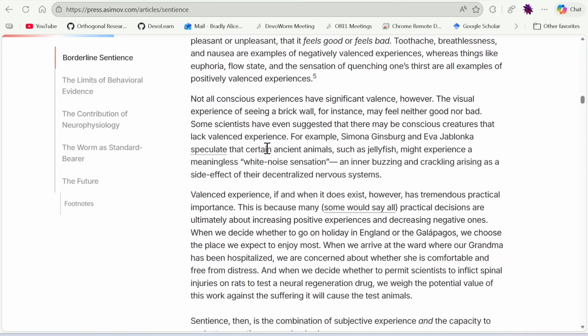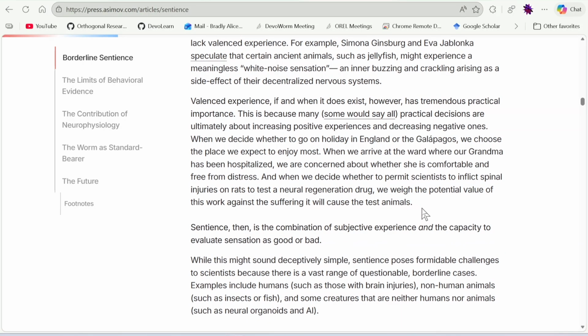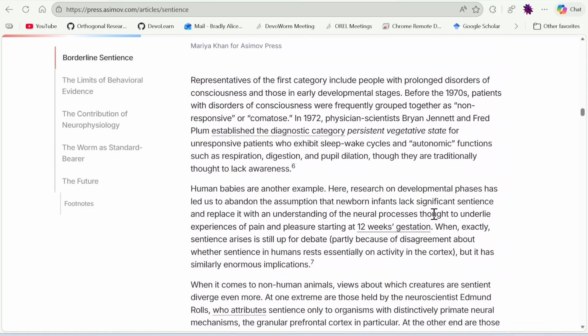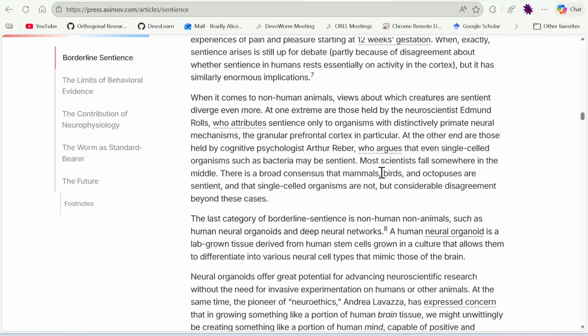So this kind of just goes into the study of valenced experience. Ginsburg and Jablonka speculate that certain ancient animals, such as jellyfish, might experience a meaningless white noise sensation, an inner buzzing and crackling arising as a side effect of their decentralized nervous systems. And so this just goes on reflecting on sentience and this more specific valenced experience. And they get into things like persistent vegetative states and other types of autonomic functions, sleep-wake cycles, and thinking about the boundary between awareness and non-awareness.